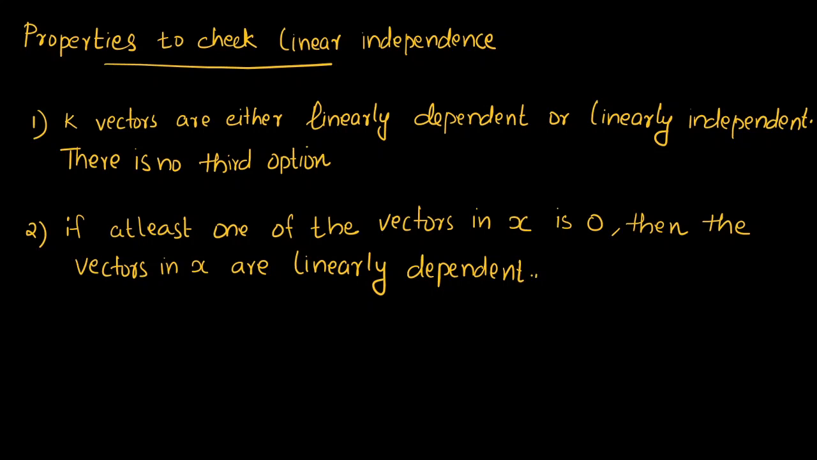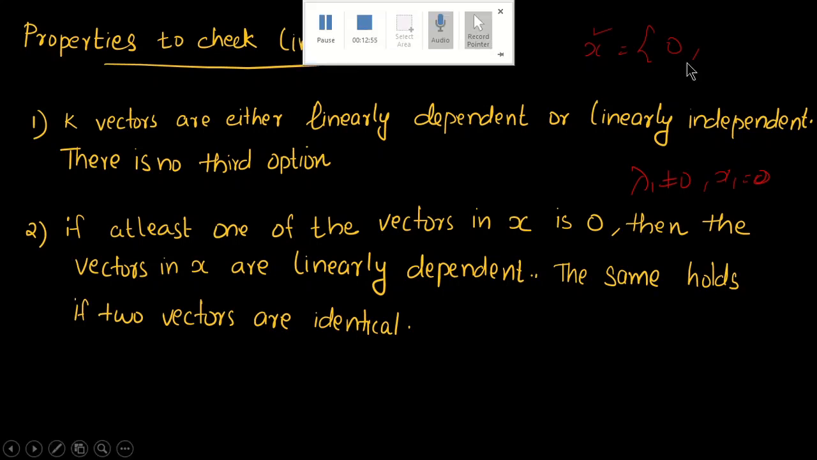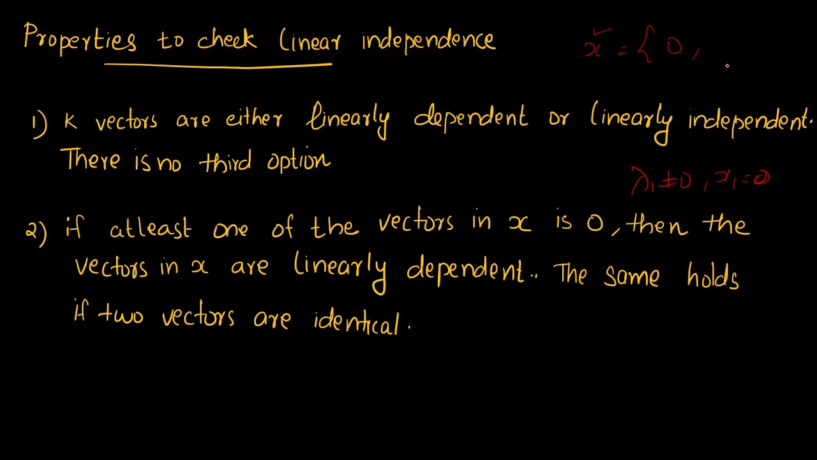That's what we have seen in the last example. When lambda1 is non-zero, then x1 becomes the 0 vector. So a 0 vector cannot contribute in the representation of any vectors. So if we have taken a set X like this, and inside that we have a 0 vector, then definitely we can say that it is linearly dependent. The same holds if two vectors are identical. Even if in the set X we have identical vectors, then also we can say that they are linearly dependent.